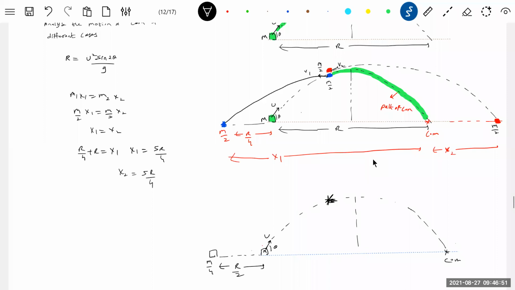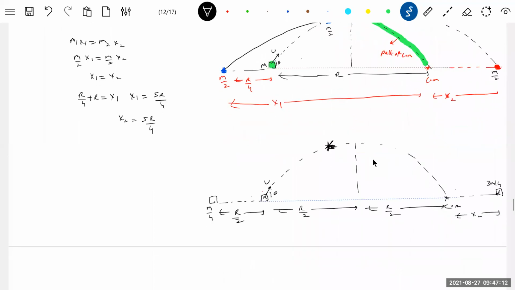What about the other fragment? Where do we expect it? And we know this should be r by 2. Since m by 4 is here, the heavier fragment will be here. 3m by 4 should be there, no? So can we predict this distance? So now this distance should be x1.